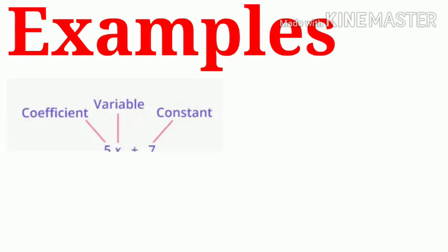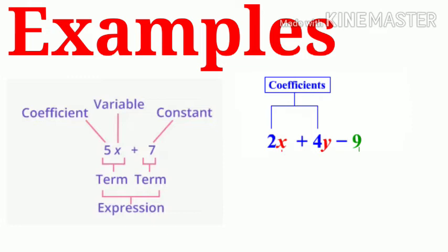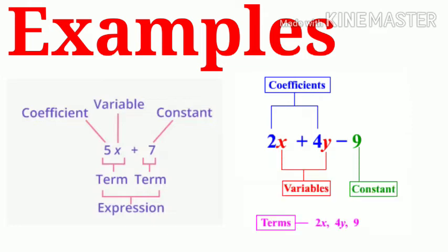Let's see some examples here. The term 5x, 5 and x are multiplied, and the number 7, which is constant. There are two terms because between 5x and 7 a plus sign is here. The terms are separated by plus or minus.